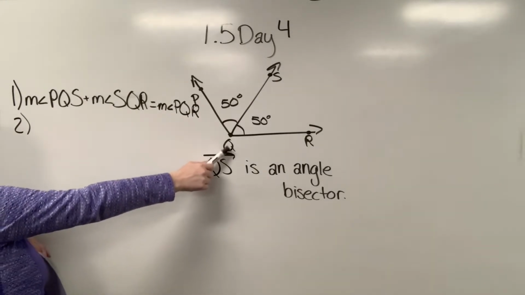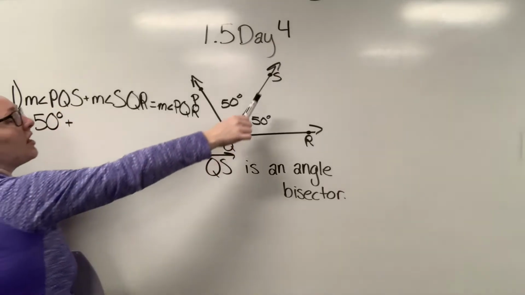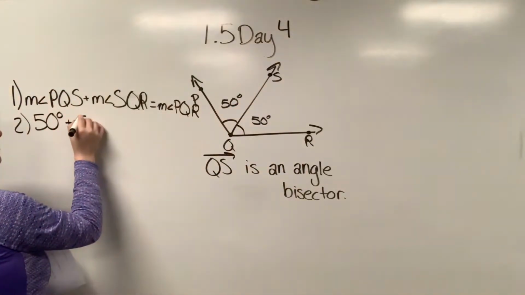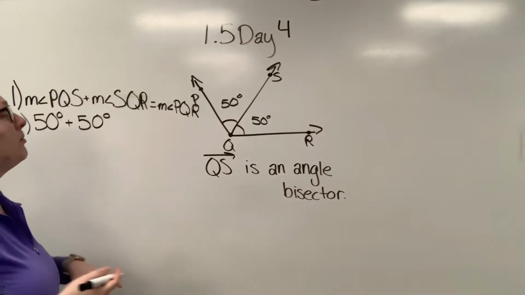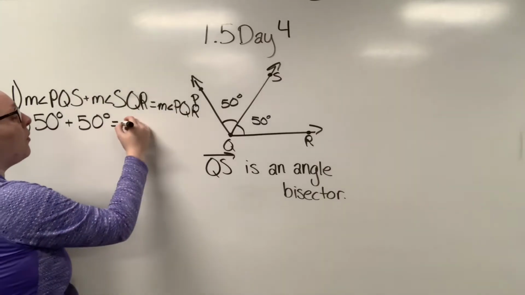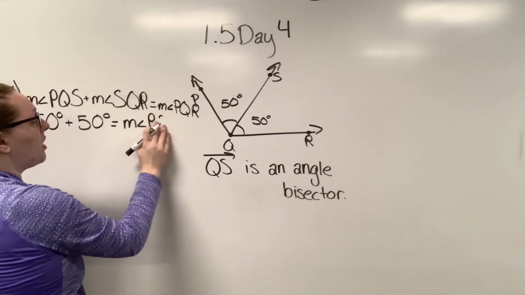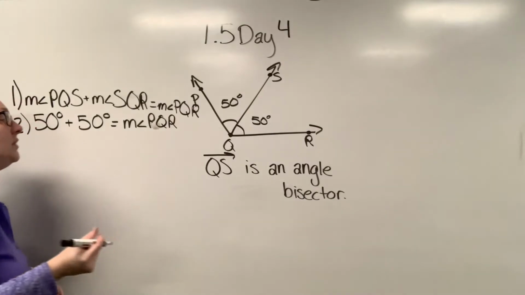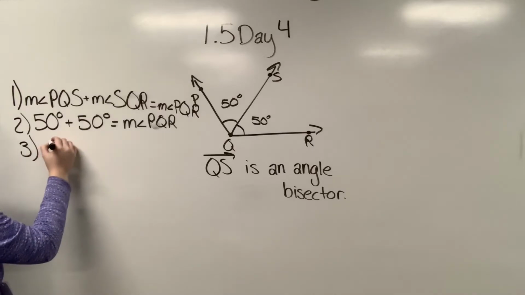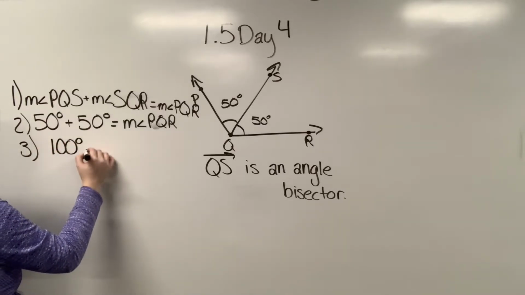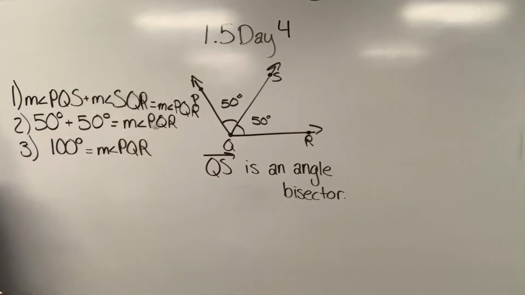Step two, we have to substitute in what we know. We know that PQS is 50 degrees. We know that SQR is also 50 degrees because they are congruent, because ray QS is an angle bisector. And we don't know what the whole thing is equal to yet, so just measure of angle PQR. And step three, solve. So we're going to add these two 50s together. 50 plus 50 is 100 degrees. So the measure of angle PQR is 100 degrees.